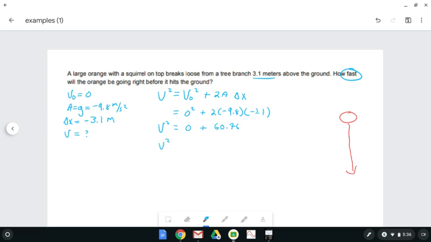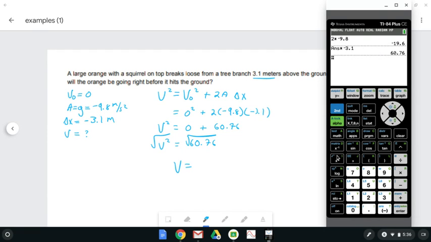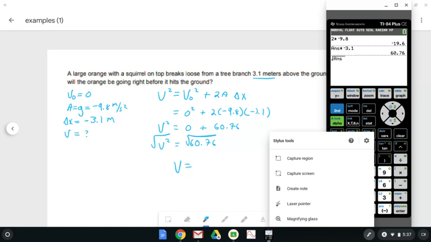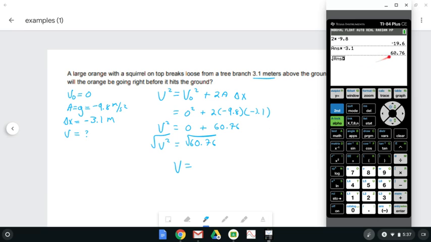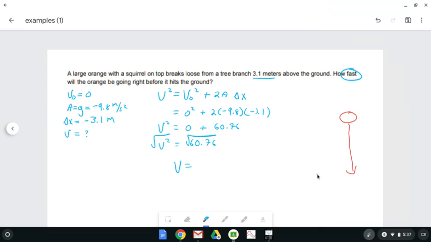Okay, so V squared is equal to 60.76. Now that is not my final answer. It is squared, so I do need to take the square root to solve for V. Now to do that, I'm doing second square root, second answer, which will allow me to just pull in this answer right here to my calculator. When I enter, I get 7.79 meters per second.